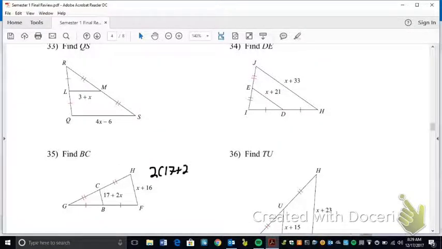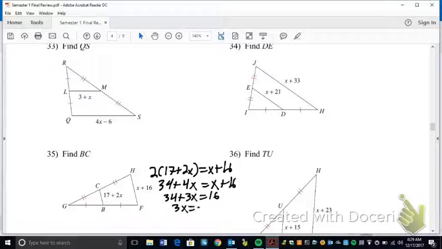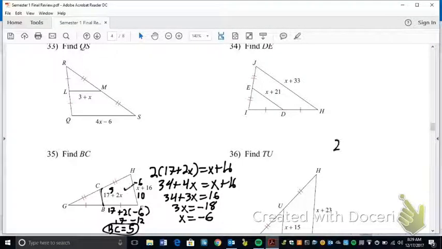BC, we're looking for, so we go 2 times the short, that's the BC we're looking for, equals the long, x plus 16. 34 plus 4x equals x plus 16. I'm going to subtract my x's to join up my variables. 34 plus 3x equals 16. Subtract 34 from both sides, and I get 3x equals negative 18. It's going to be x equals negative 6. I'm looking for BC, so I'm going to go 17 plus 2 times negative 6, 17 minus 12, or 5. Now again, I want to go back. I can check that there. Negative 6 plus 16 is 10. 5 times 2 is 10. Check.